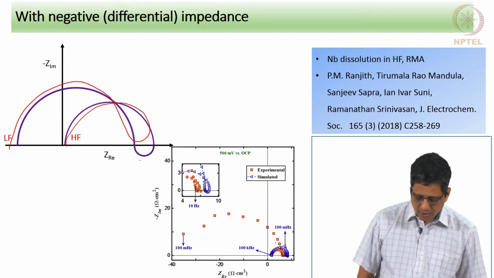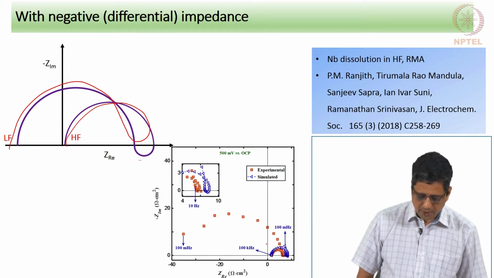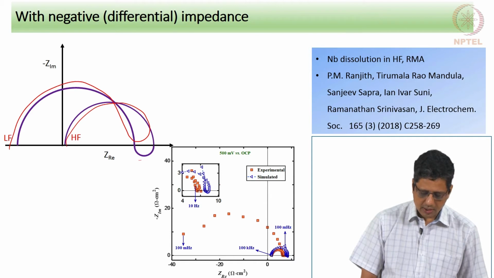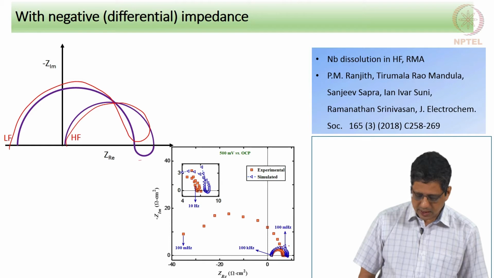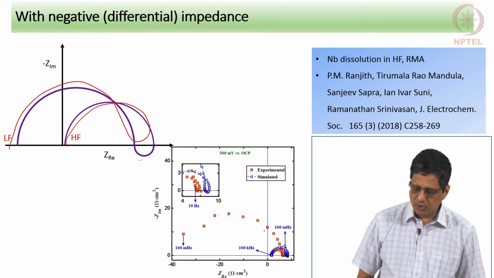Here the red squares show the experimental data. At high frequencies you have a capacitive loop, at mid frequencies an inductive loop, and at low frequencies a capacitive loop with negative resistance. The mid frequency inductive loop is not very clear in the main picture, therefore it was zoomed in and shown in the inset here. The model of course captures the main features, although it does not really match the data exactly, especially at low frequencies, where the quantitative match is very poor.